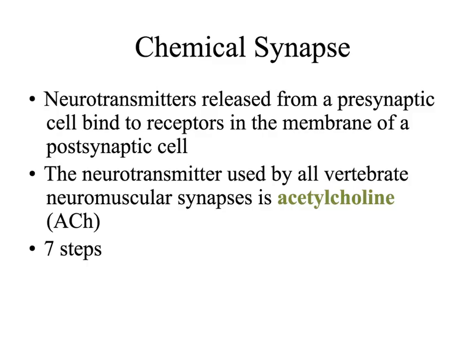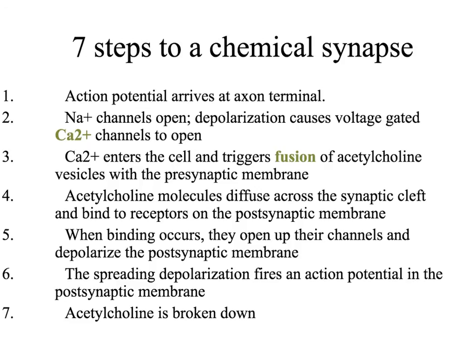So these are the details for the chemical synapses. Neurotransmitters released from a presynaptic cell are going to bind to receptors in the membrane of the postsynaptic cell. I just showed you that on the diagram. The neurotransmitter used by all vertebrates during this neuromuscular synapse is acetylcholine, and that is abbreviated ACH. There are 7 steps to a chemical synapse. So these 7 steps are just basically giving you more detail on what I went through on the diagram.